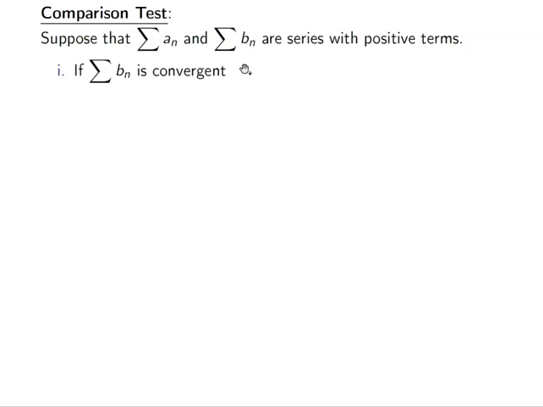For the comparison test, suppose that we have two series. We'll call one series A and the other series B. Series A has terms a sub n. The second series has b sub n. Let's say that both of these series have all positive terms. We're going to say that the first series, a sub n, is the series that we're given and that we want to determine convergence of.